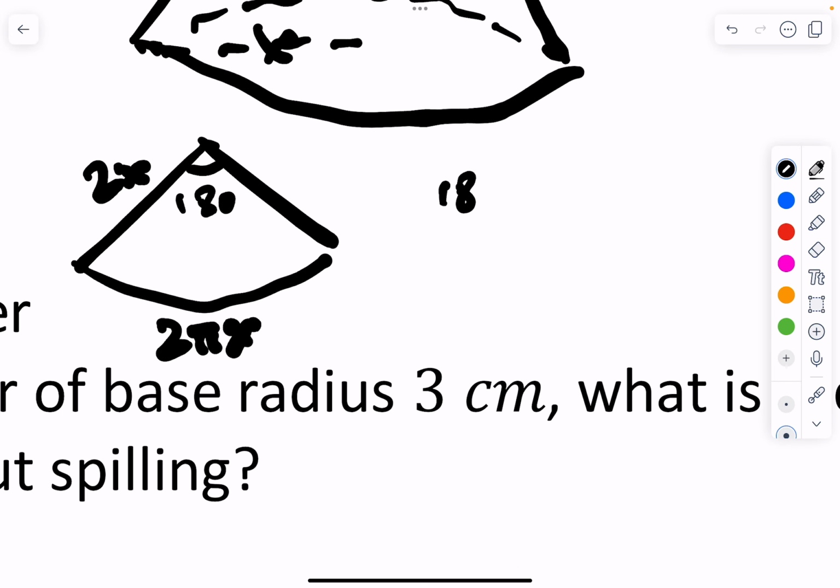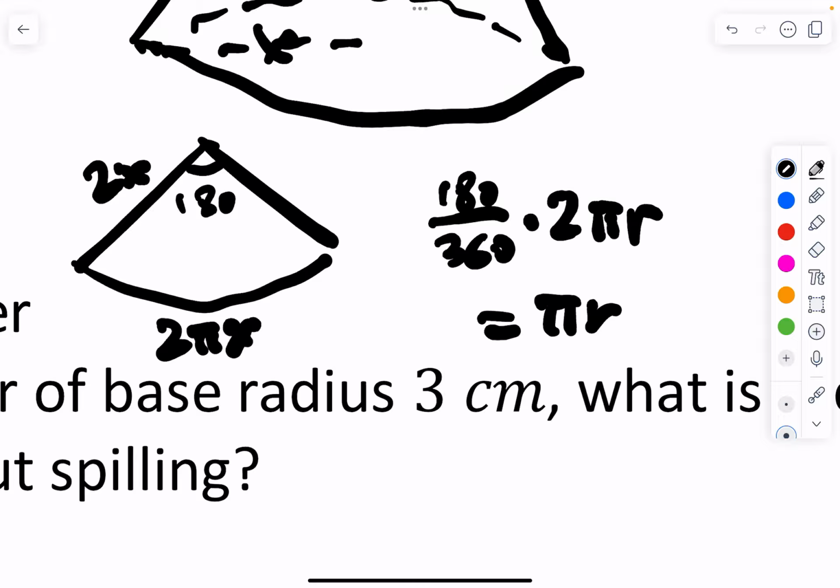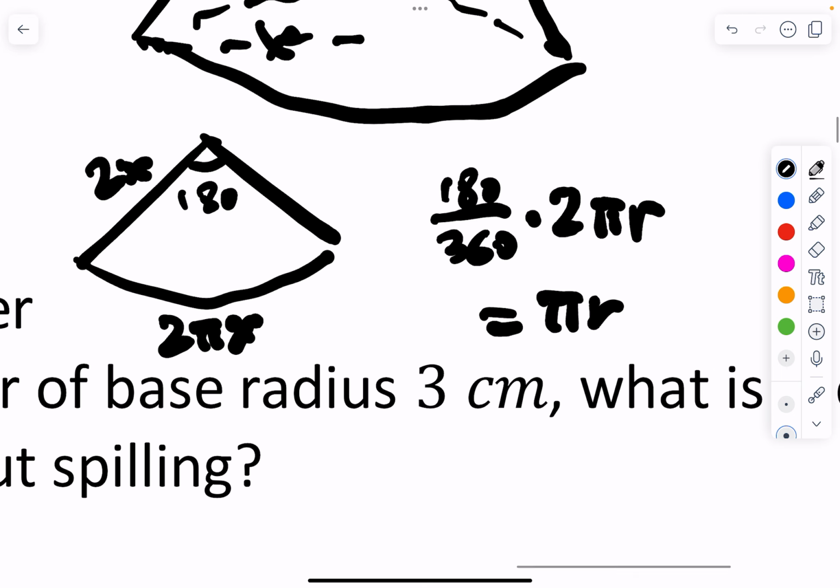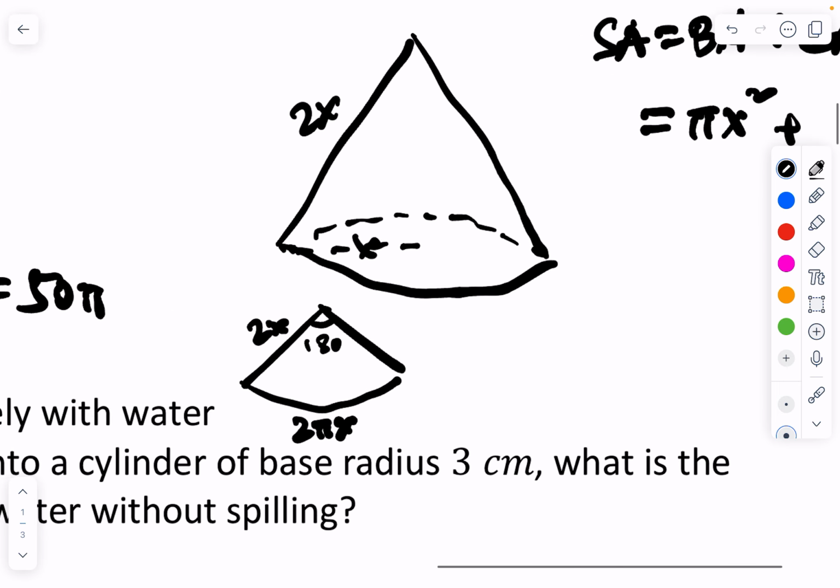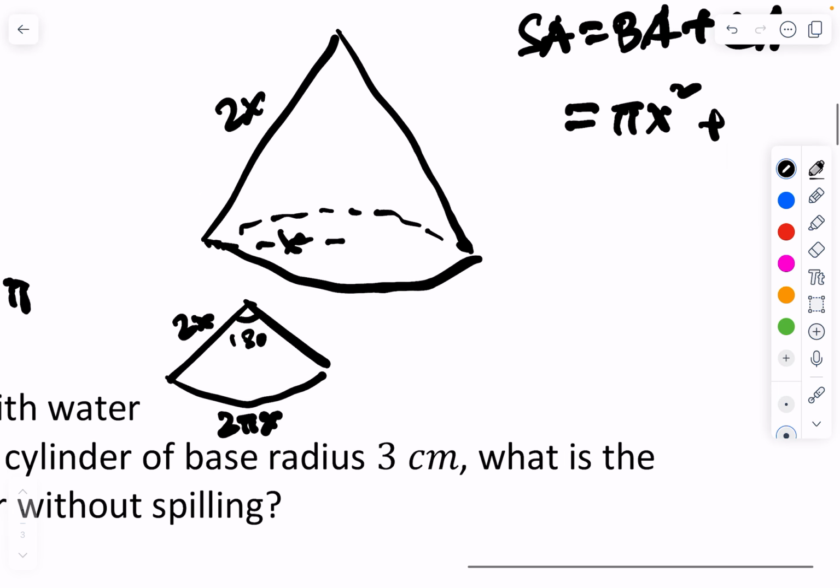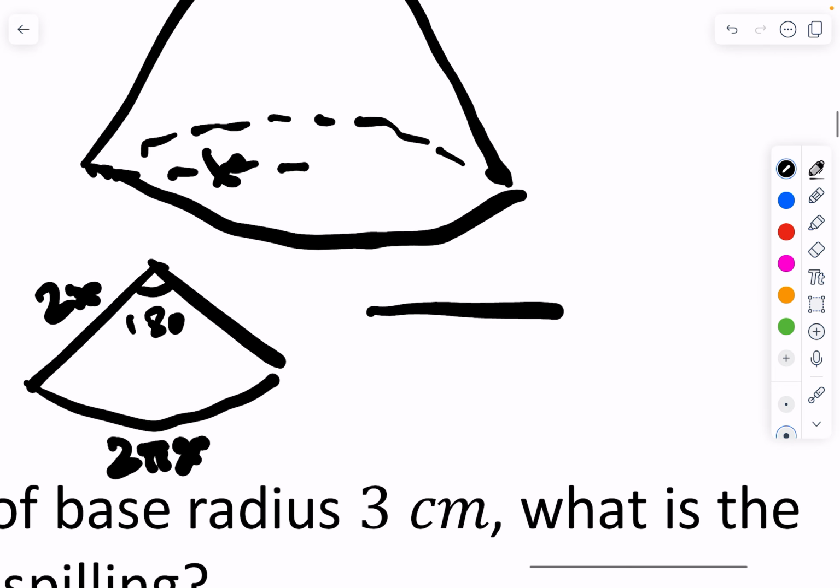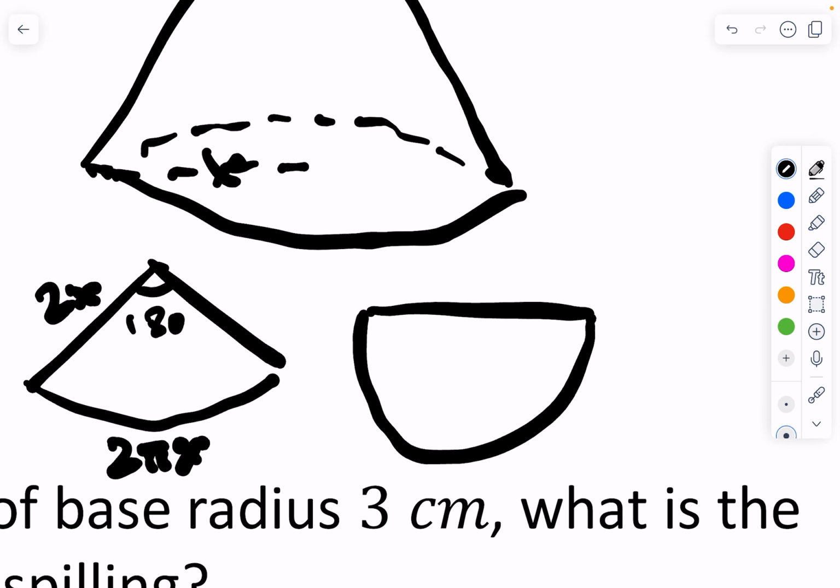Right, because 180 over 360 times 2 pi r is just pi r. So which means that the arc length just has the length pi r, but in here as r is 2x, right, this works out perfectly. All right, so this has an angle of 180 degrees. Well, this would just be a semicircle.